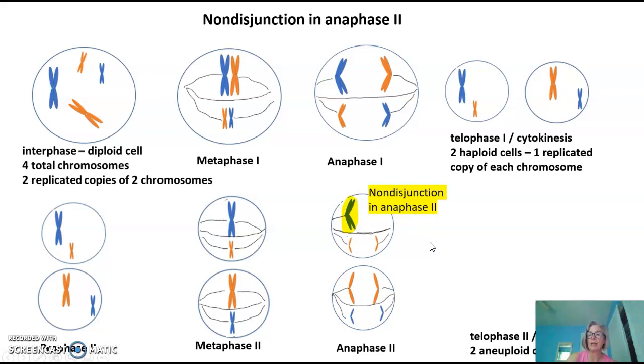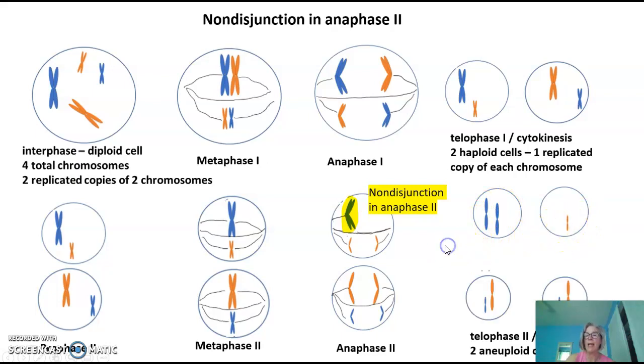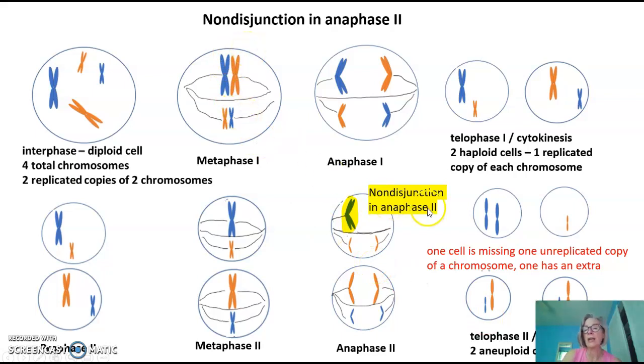At telophase 2 cytokinesis, we're going to end up with two aneuploid cells, one with too many chromosomes, one with one missing, and two normal cells. So if one cell is missing and one has an extra copy of a chromosome, then those are the aneuploid cells, but two of them are normal. It's important to note that if the non-disjunction event occurs in anaphase 2, two of the gametes produced will be normal, and two will be aneuploid, one with too many and one with too few chromosomes.